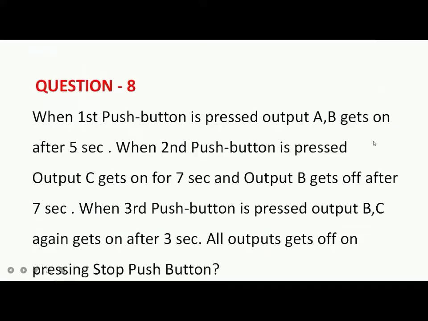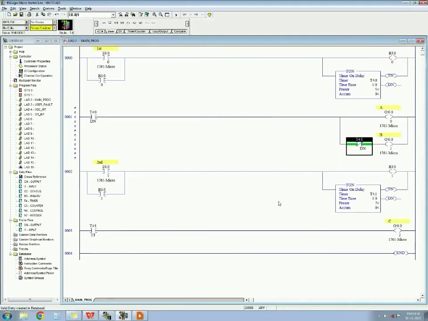Okay, now the third part is when the third push button is pressed, output BC again gets on after 3 seconds. So I have to use another push button, third push button, output BC again gets on after 3 seconds.